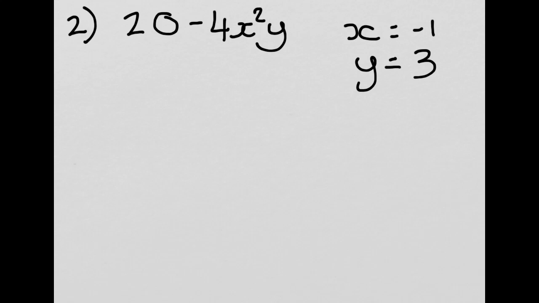In question 2 you're asked to evaluate 20 minus 4x squared y, where x is minus 1 and y is 3. Just a wee substitution question, so you replace the x with minus 1 and the y with 3, multiply out your answer and then fully simplify.